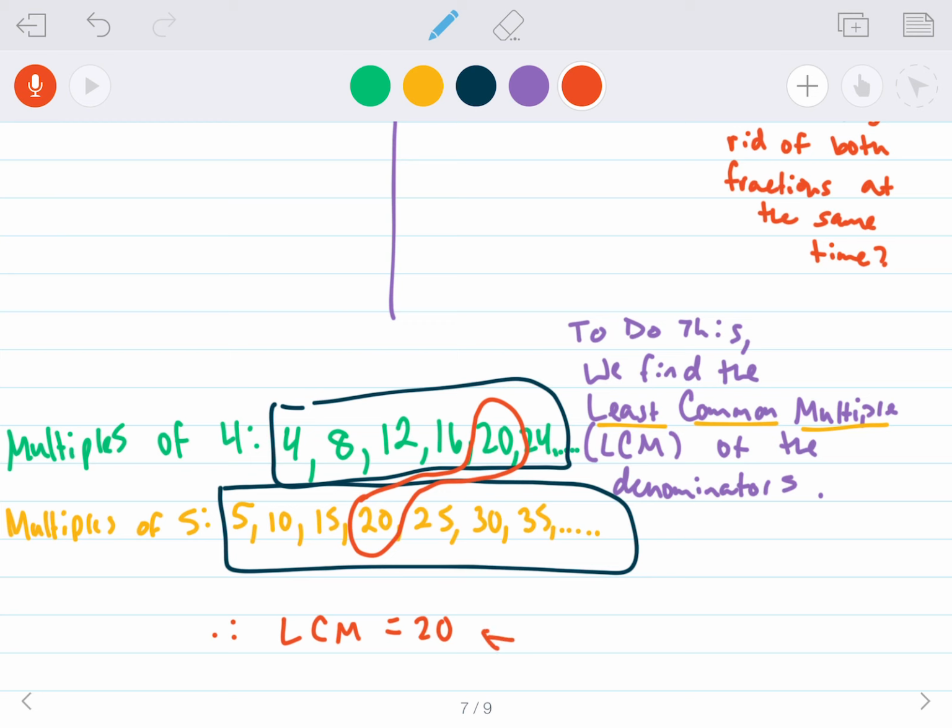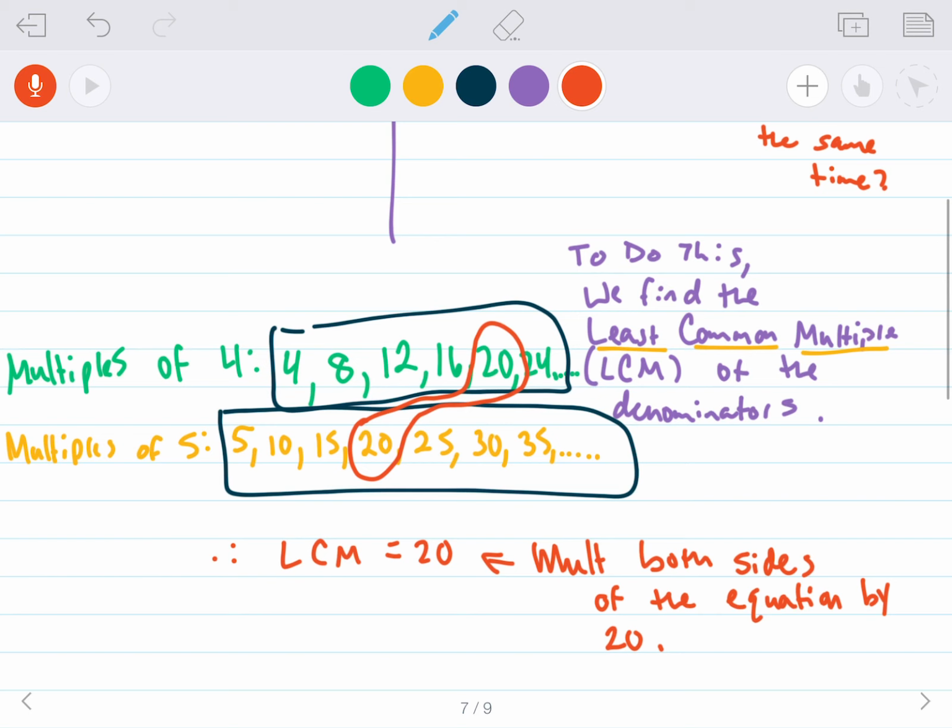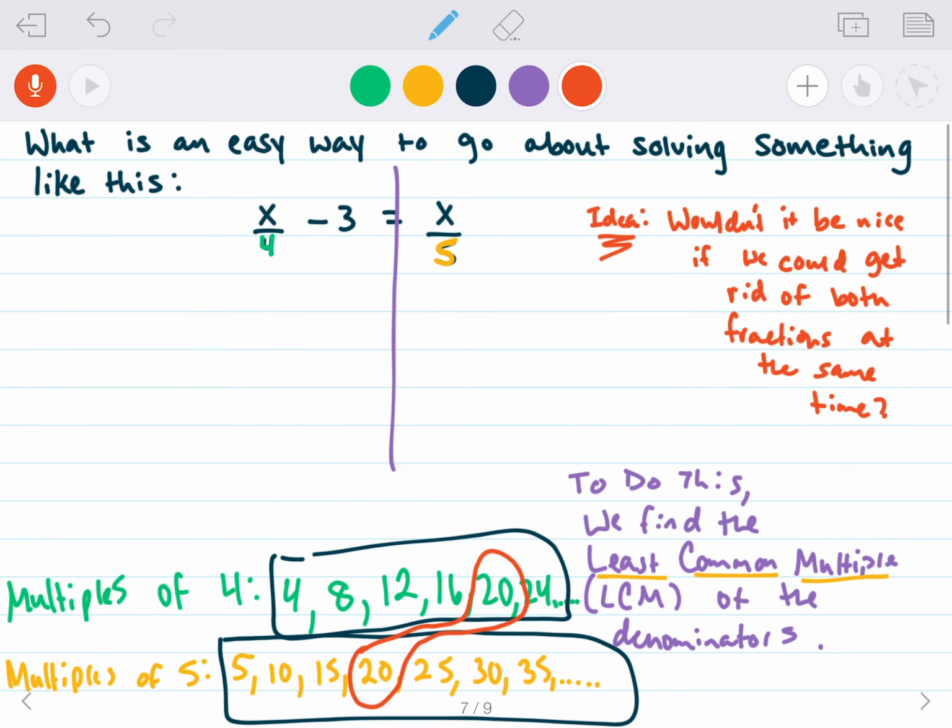We're going to multiply both sides of the equation by 20. Doing this is going to get rid of the fractions all in one step. So let's actually do this, okay? So here is what we have. We found the least common multiple is 20, and so what I'm going to do is multiply both sides by 20, okay?